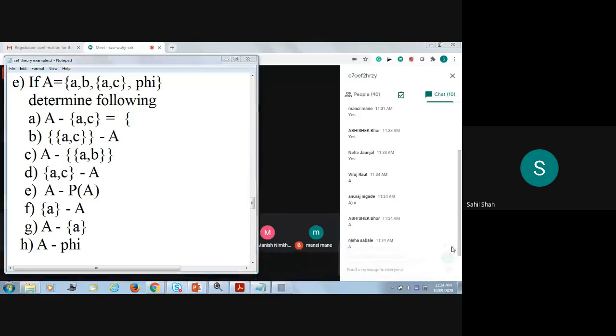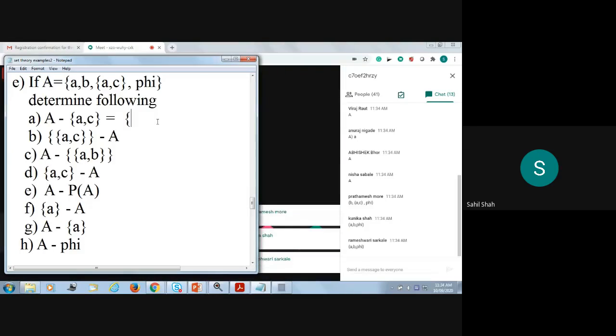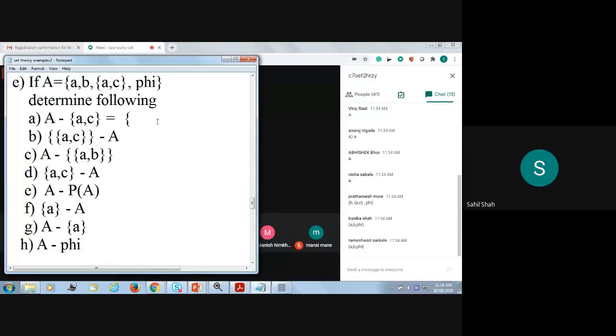So we say A minus... If you are saying your answer is set A, it is wrong. A comma B comma phi is also wrong. Only Prathamesh is correct, who is saying B comma A comma C comma phi. So the answer of Prathamesh is correct. How come? I will discuss. Others are completely wrong.